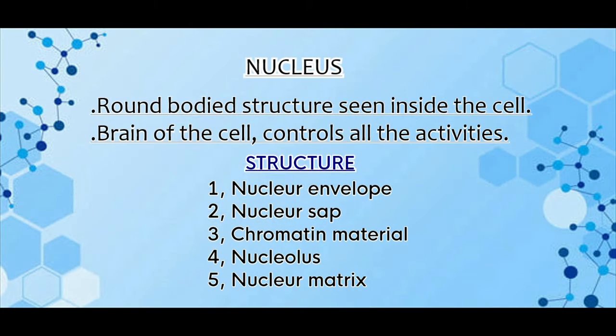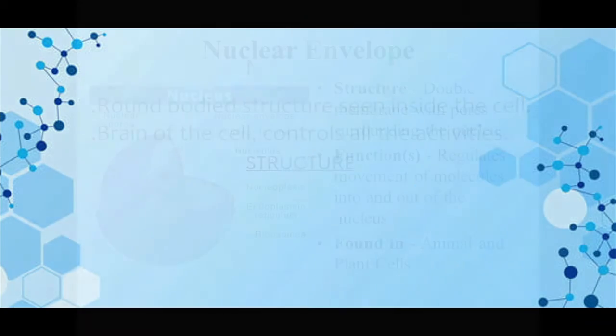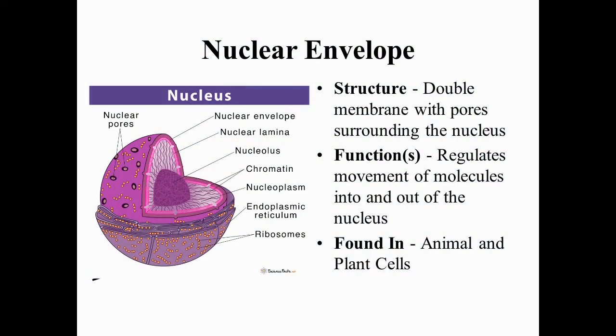Nucleus. A round body structure seen inside the cell. Brain of the cell, it controls all the activities. Structure: nuclear envelope, nuclear sap, chromatin material, nucleolus, nuclear matrix. Nuclear envelope. Structure: a double membrane with pores surrounding the nucleus. Function: regulates movement of molecules into and out of the nucleus. Nucleus is found in animal and plant cells.